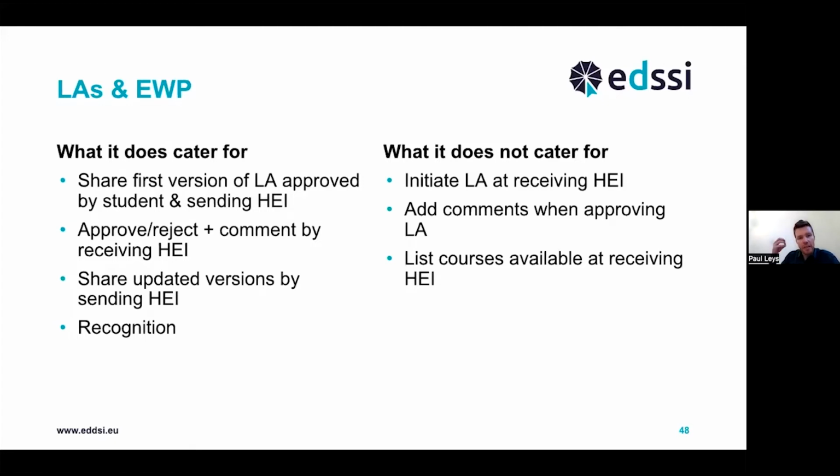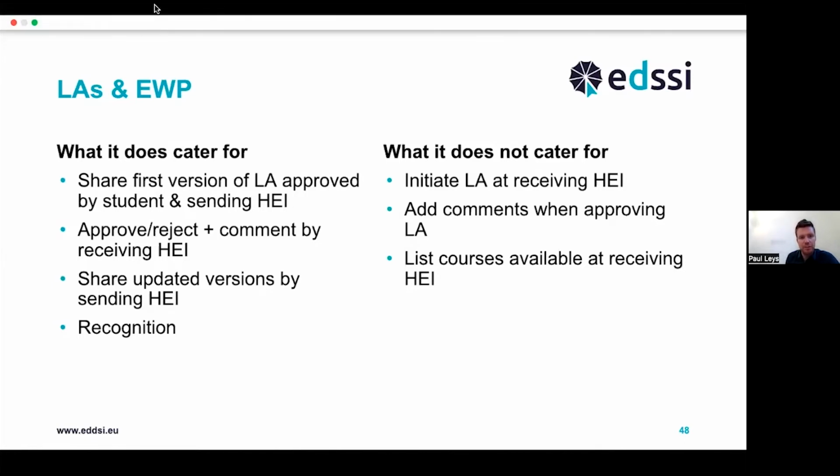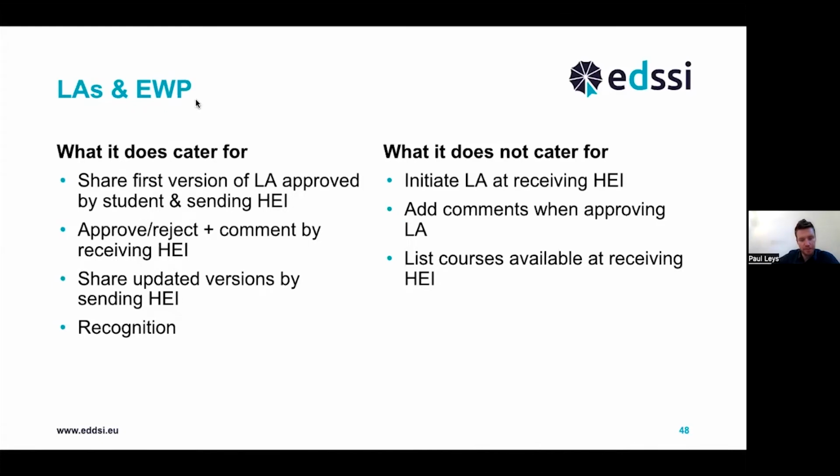So it's only possible to comment when you refuse the learning agreement, when you reject it, but not when you approve a learning agreement. It's also not listing courses available at the receiving institution. That's also something for the future.